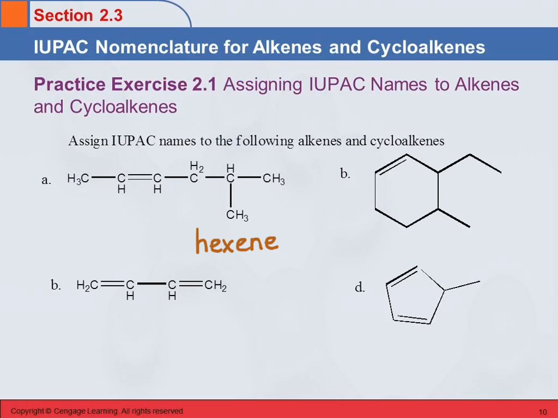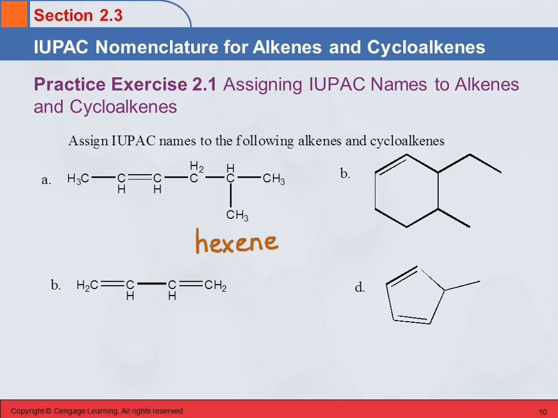Then we need to identify where the double bond is. We have two choices in numbering. We can start from the left, and that would have the double bond starting at carbon 2, or we can start at the right, 1, 2, 3, 4, and the double bond would start at 4. We want the double bond to have the lowest number. We have a substituent here, a methyl group. The double bond takes precedence over the methyl group. So the double bond gets the lowest number, and the methyl group gets what's left over.